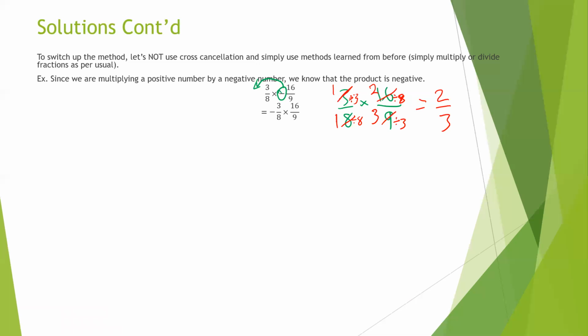So what if I didn't use the cross cancellation method? If I didn't use the cross cancellation method, I would simply multiply 3 times 16, which is going to be 48. And then I multiply 8 times 9, which is 72. And when I multiply 3 times 16, I get 48. 8 times 9 is 72. I simply get negative 48 over 72.